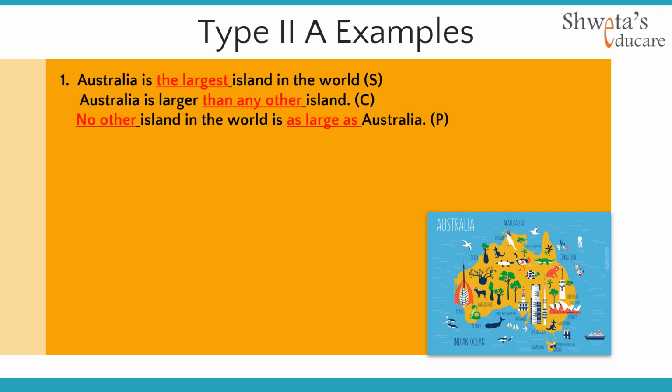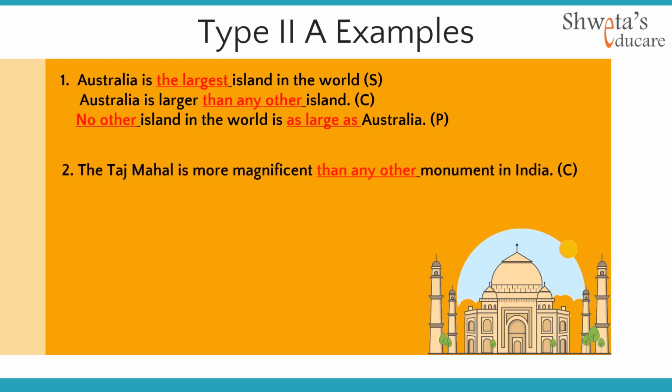You need to keep in mind the degrees too, like the largest, larger, as large as. Yes. Moving on to the next example. The Taj Mahal is more magnificent than any other monument in India. We have a comparative degree question. So you can change it either to superlative or positive. Let's change to superlative degree. The answer is the Taj Mahal is the most magnificent monument in India.